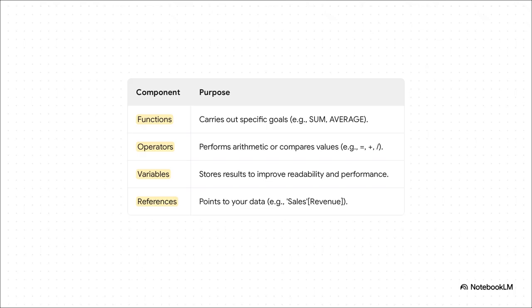these four simple things. You've got functions, like sum or average. Think of those as your action verbs. Then you have operators. That's your basic math, your plus, minus, and equal signs. You can use variables to hold on to results partway through, which is awesome for keeping your code clean and fast. And finally, you have references, which is just the fancy term for how you point to a specific table or column. That's the whole shebang. Every powerful DAX formula is just a creative mix of these four parts.